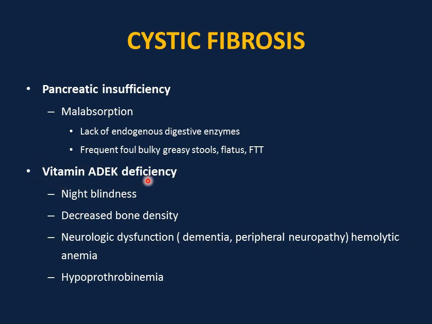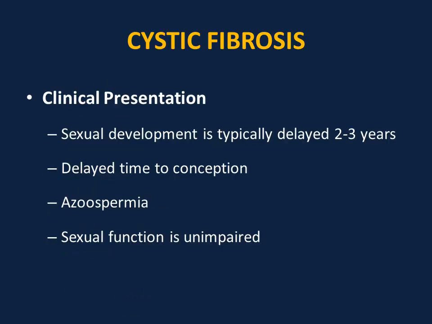Fat soluble vitamin deficiency: vitamin A, D, E, and K. They will present with night blindness because of vitamin A, decreased bone density because of vitamin D, neurologic dysfunction, dementia, peripheral neuropathy, hemolytic anemia because of vitamin E deficiency, and hypoprothrombinemia suggestive of vitamin K deficiency.